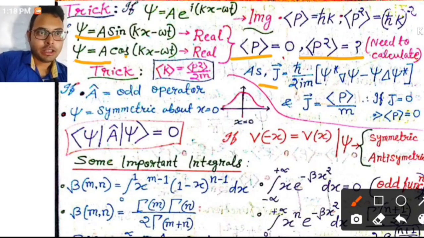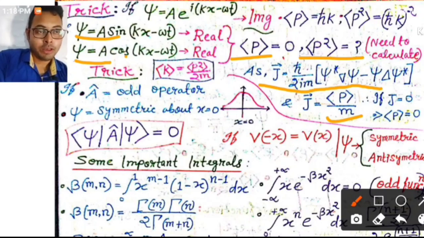Okay, this J is the probability current density. Probability current density is ħ by 2im into (psi star del psi minus psi del psi star). Okay, and we can write J is equal to the expectation value of p divided by m. If J is equal to 0, if the probability current density is equal to 0, then the expectation of momentum is 0. It's an important trick.